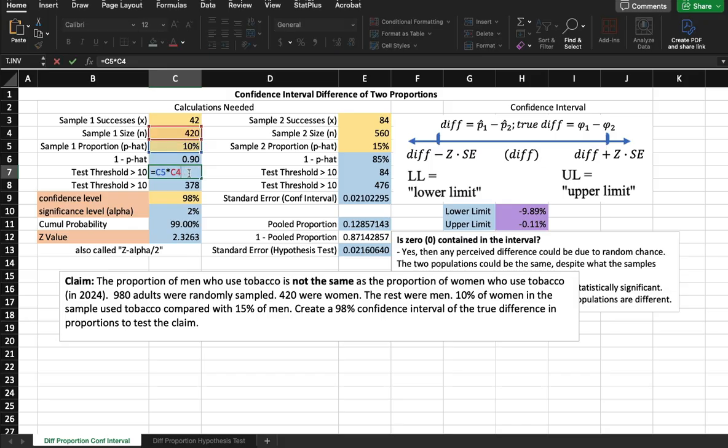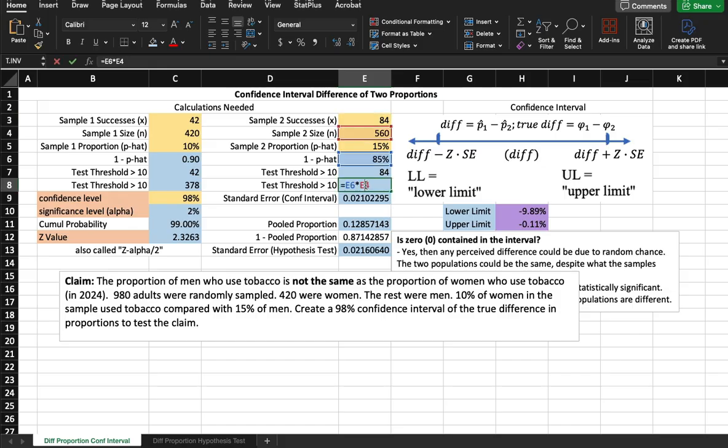So in cell C7, we're going to type equals C5 times C4 and hit enter. And then in cell C8, you're going to type equals C6 times C4 and hit enter. Over here in column E, in cell E7, you're going to type equals E5 times E4 and hit enter. Notice that's the same as X. And then in cell E8, equals E6 times E4. And that's our failure threshold.